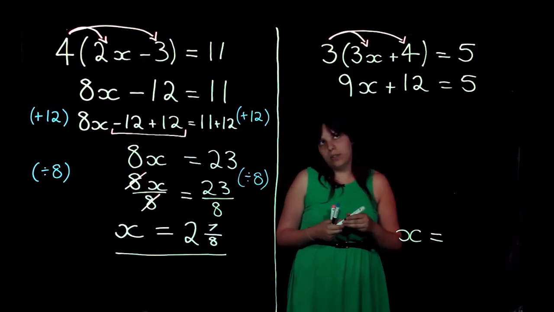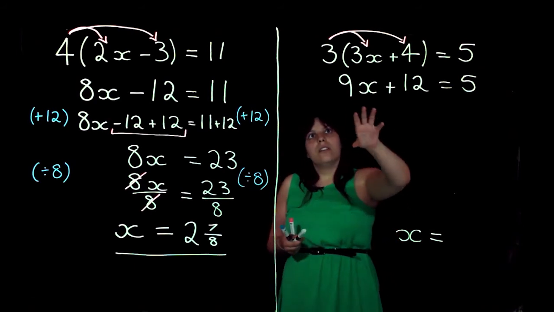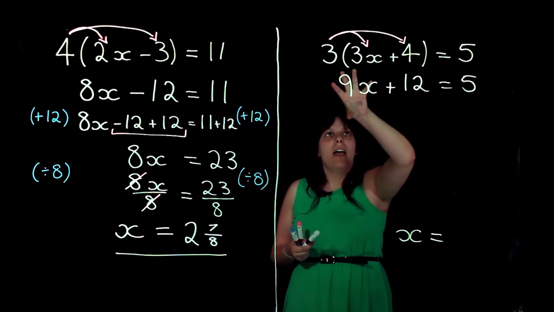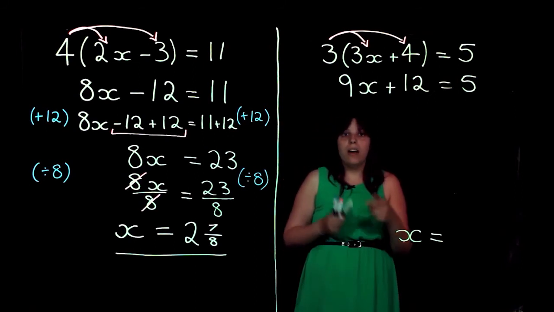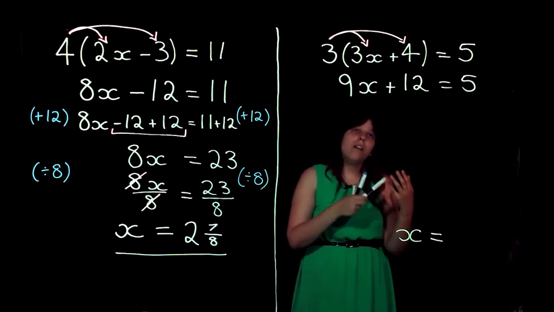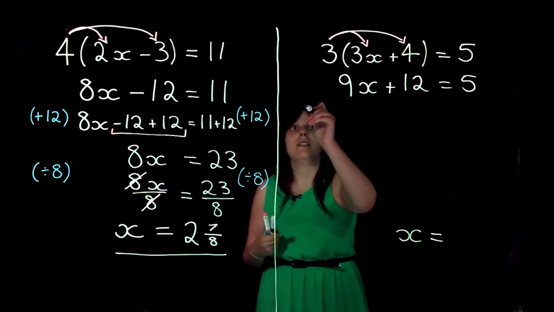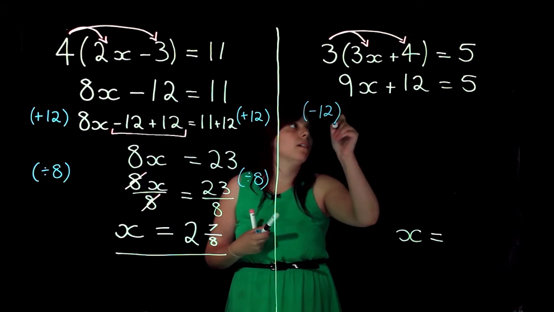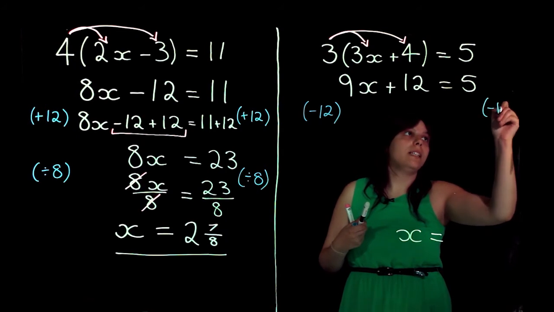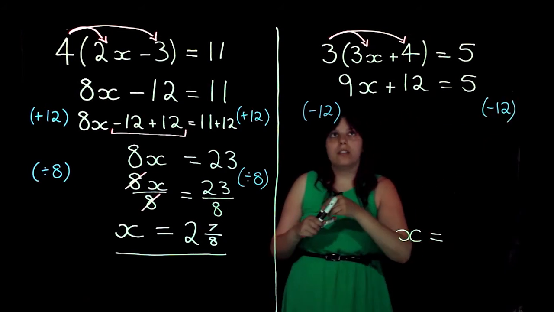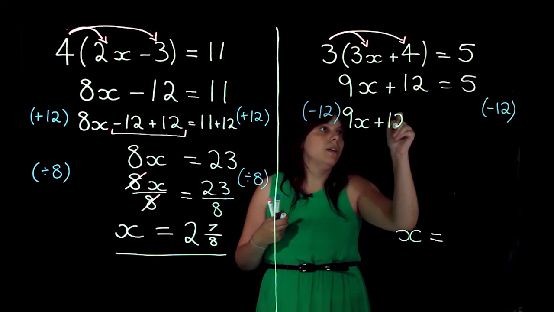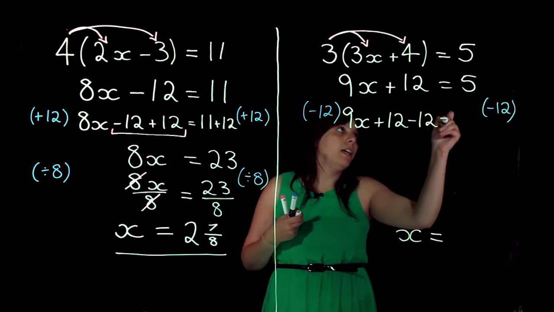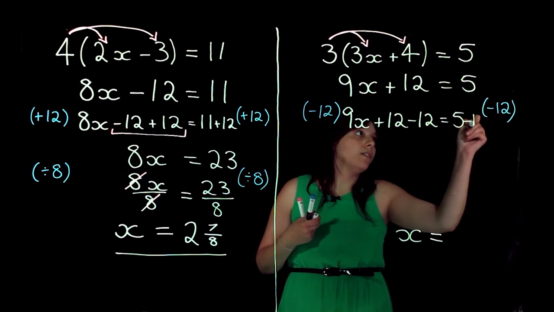Now again, I want to find out what x equals. So I need to get x on its own. So at the moment we've got 9x, and that's being added to 12. So I need to get rid of plus 12. How do I get rid of plus 12? I'm going to subtract 12 because that's the inverse. Do it to both sides to keep the equation balanced. So 9x plus 12 minus 12 equals 5 minus 12.